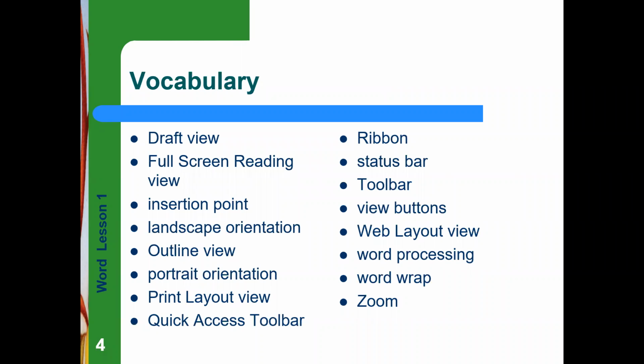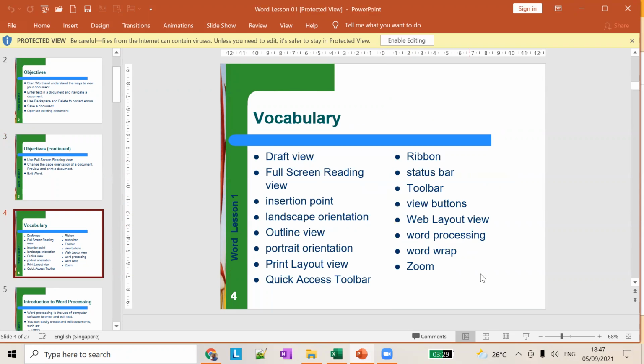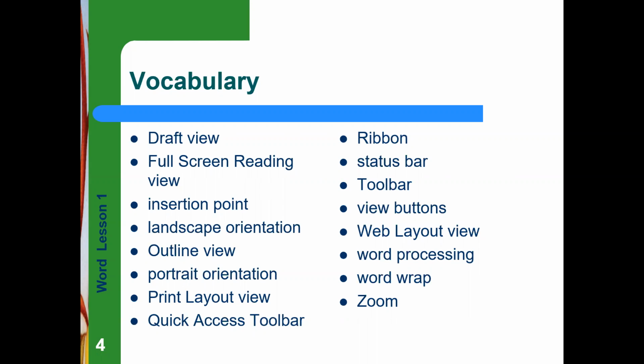So vocabulary: we have draft view, full screen reading, insertion point. So these are the terms we are going to learn about today. So everything refers to a particular thing. The full screen reading view refers to the reading view. Landscape orientation is related to the page orientation. So similarly, each of these things we're going to learn, right? So it has a particular term in Word. So these are the terms we'll be coming across during this session today, and you will be learning all these points today.